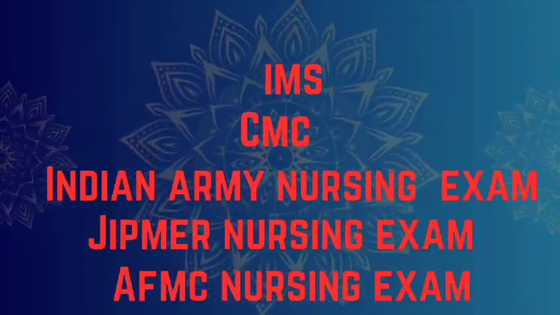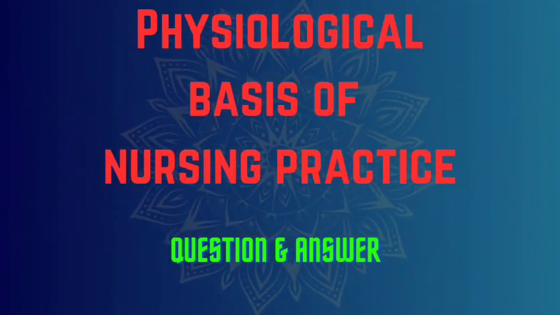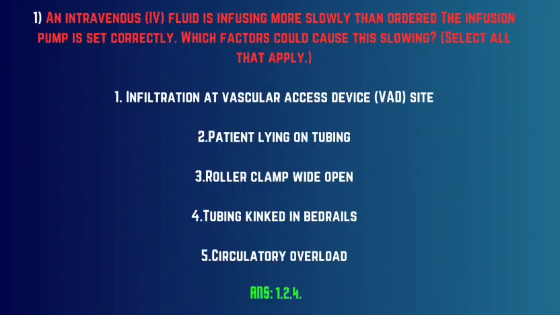Today we are going to talk about physiological basis of nursing practice, question and answer. The first question is, an intravenous fluid is infusing more slowly than ordered. The infusion pump is set correctly. Which factors could cause the slowing? Select all that apply. Infiltration at vascular access device site, patient lying on tubing, roller clamp wide open, tubing kinked, circulatory overload. Answer is 1, 2, 4.